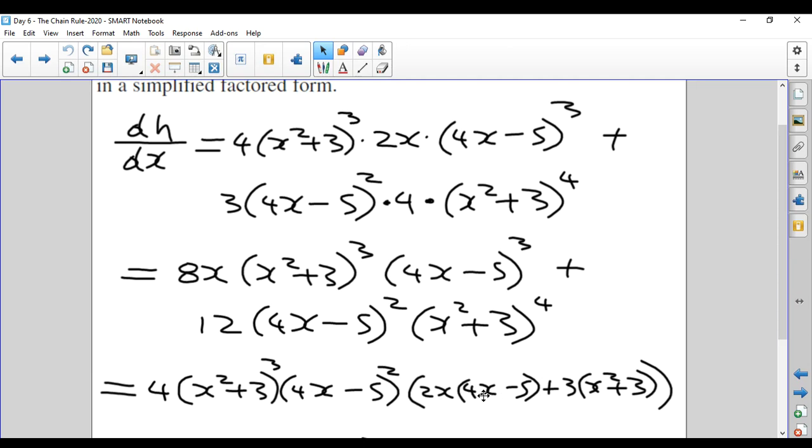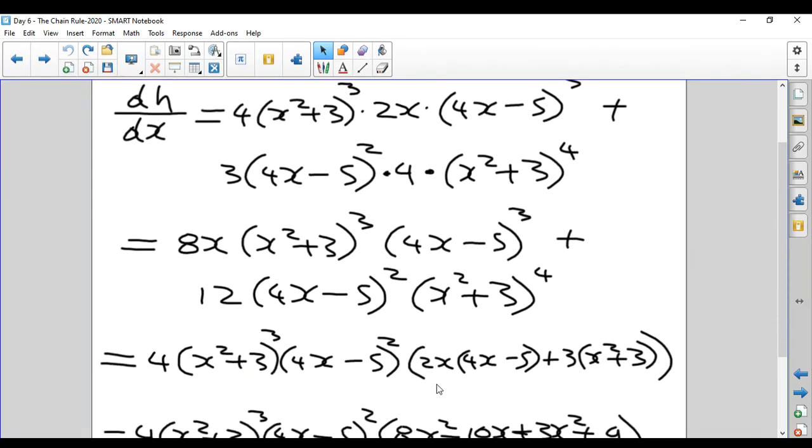So that's 2x times 4x minus 5 plus, okay, we're going to divide this second part now by the same common factor. So the 12 and the 4 divides to give me 3. There's the 3 right there. The 4x minus 5 to the 2, there's a 4x minus 5 to the 2 in the common factor. Those cancel each other out. But this x squared plus 3 to the power of 4 and this x squared plus 3 to the power of 3, which is part of my common factor, I'm still left over with an x squared plus 3 to the power of 1, which is what this part is.